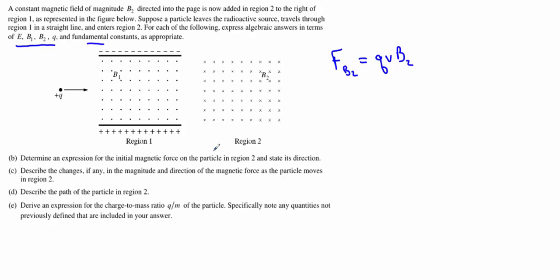However, from the prior problem, we know that the velocity as it leaves, or enters even, through this field is going to be E over B1. When it leaves the field, it's going to continue with that same velocity, so that is the velocity in this field.